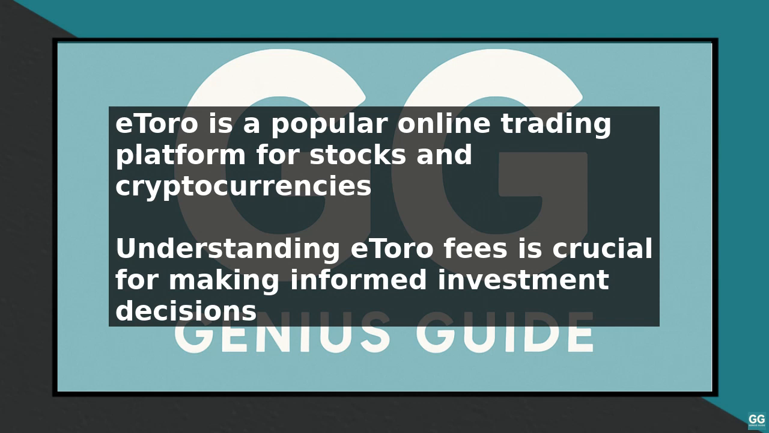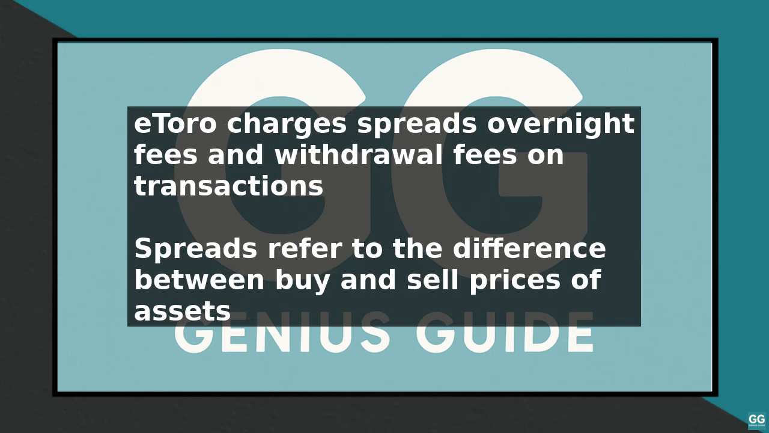First, it is essential to understand the different types of fees that eToro charges. These include spreads, overnight fees, and withdrawal fees. Spreads refer to the difference between the buy and sell prices of an asset, and they vary depending on the instrument being traded. Overnight fees, on the other hand, are charged when a position is held overnight, and they can be either positive or negative. Withdrawal fees are applied when you withdraw funds from your eToro account.